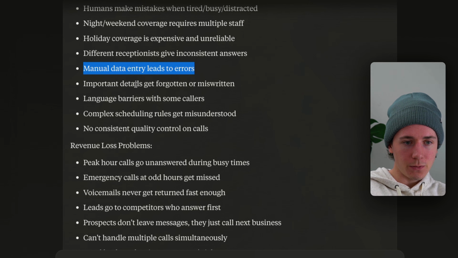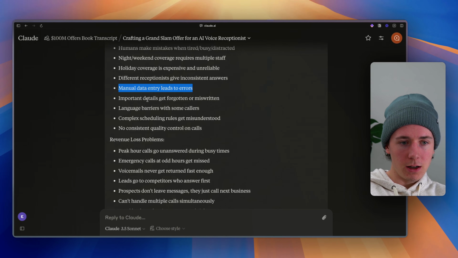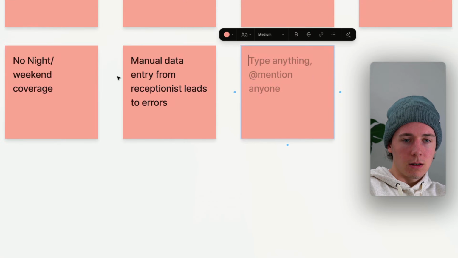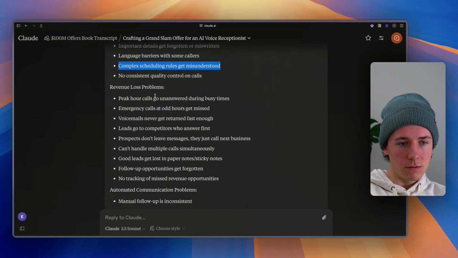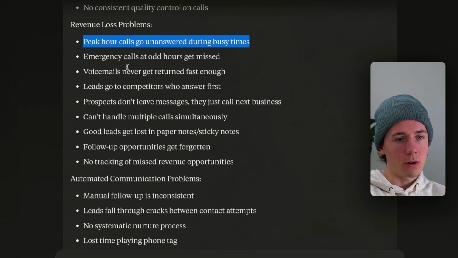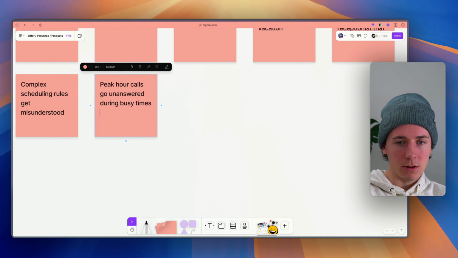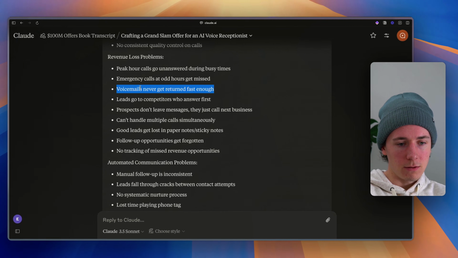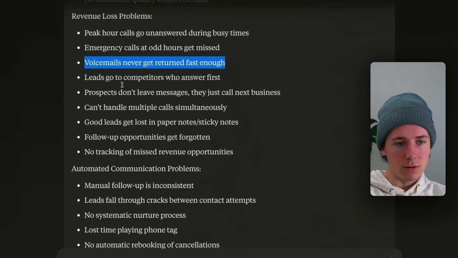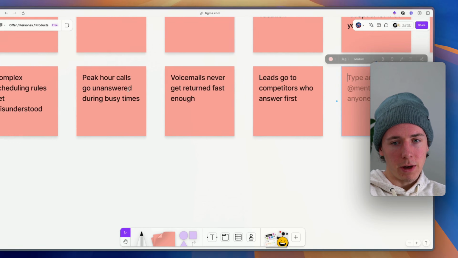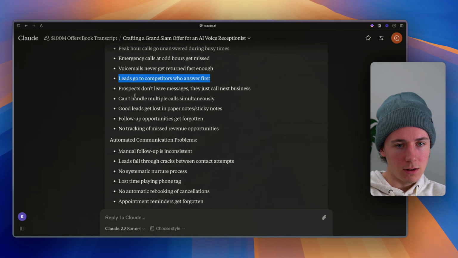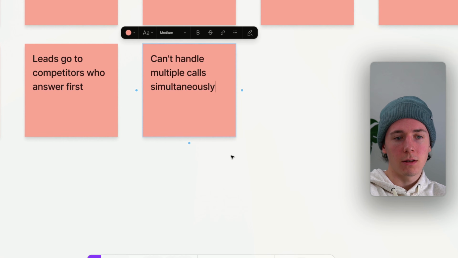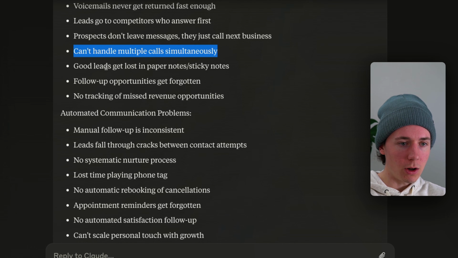We could say important details get forgotten. Complex scheduling. Peak hour calls go unanswered during busy times. Some of these are a little bit duplicate, but that's okay. Voicemails don't get returned fast enough. Leads go to competitors who answer first. Can't handle, this was one on the tip of my tongue, can't handle multiple calls simultaneously.